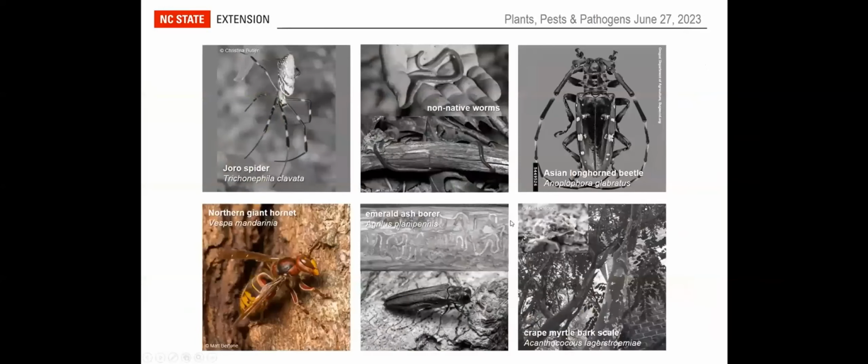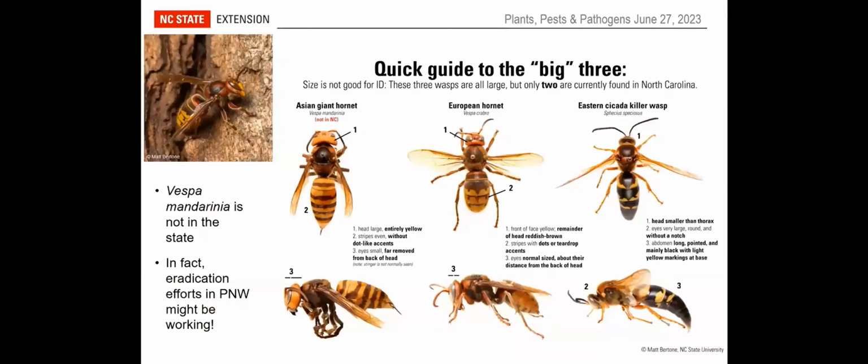Okay, moving on quickly, the northern giant hornet, which was renamed from the Asian giant hornet, Vespa mandarinia. Well, I actually put a picture there, and we'll let you see what you think it is, but it is not in the state, and in fact, eradication efforts in the Pacific Northwest might be working, so we may actually eradicate it from the U.S.